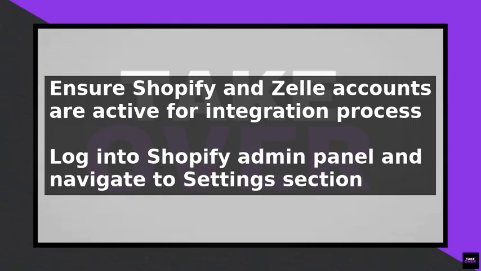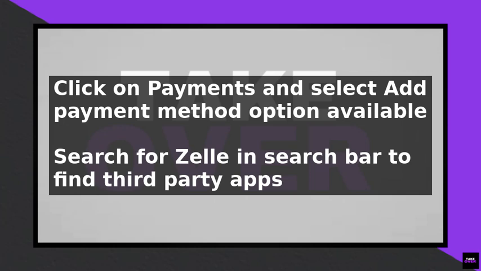Then navigate to the Settings section, which can be found at the bottom of the page. In the Settings section, click on Payments to view the available payment gateways. Click on the Add Payment Method button. Then select the third-party providers option. Search for Zelle in the search bar.